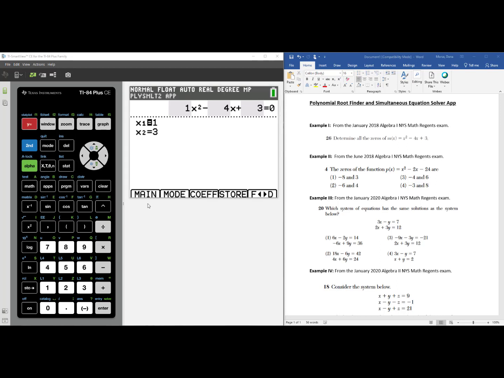Main will take you to the main menu for the app. Mode will allow you to change the settings for your app. Coefficients allow you to change the values you typed in.